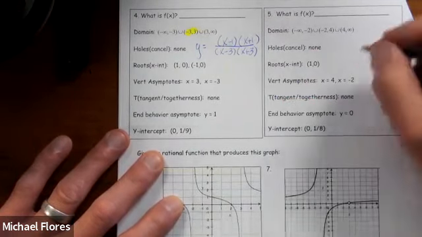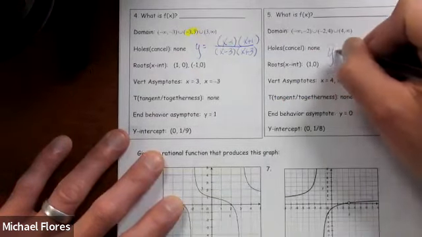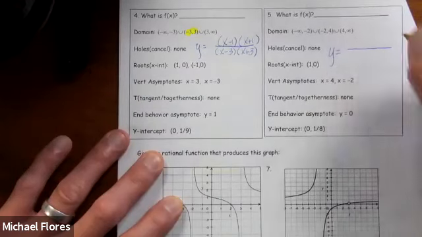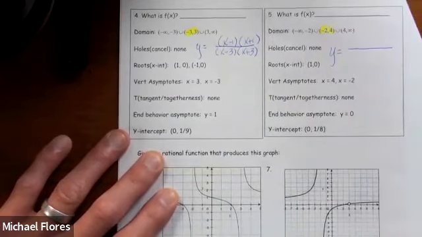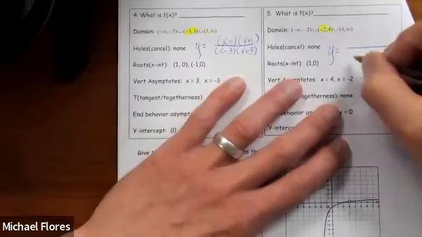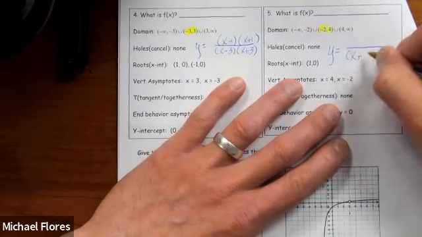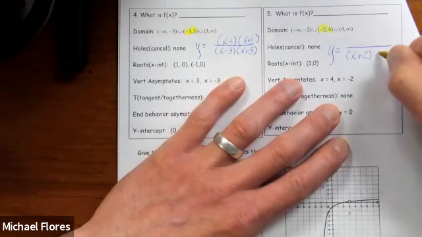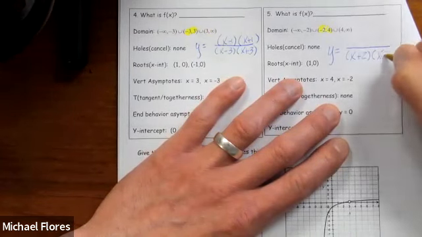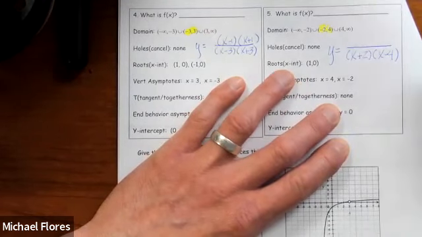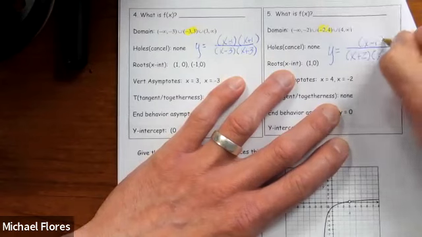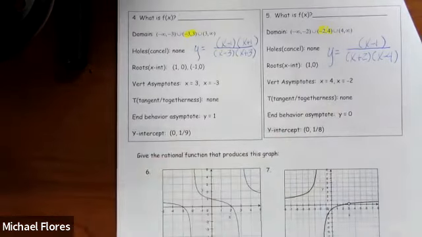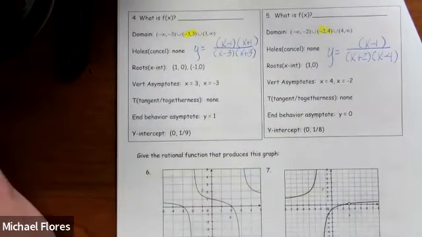Okay, over here, we're going to do the exact same thing. I'll look at my domain first. What can x not be? Remember, in factored form, it's going to change to +2 and then -4. X-intercept, we only have 1 here. And that's your answer.